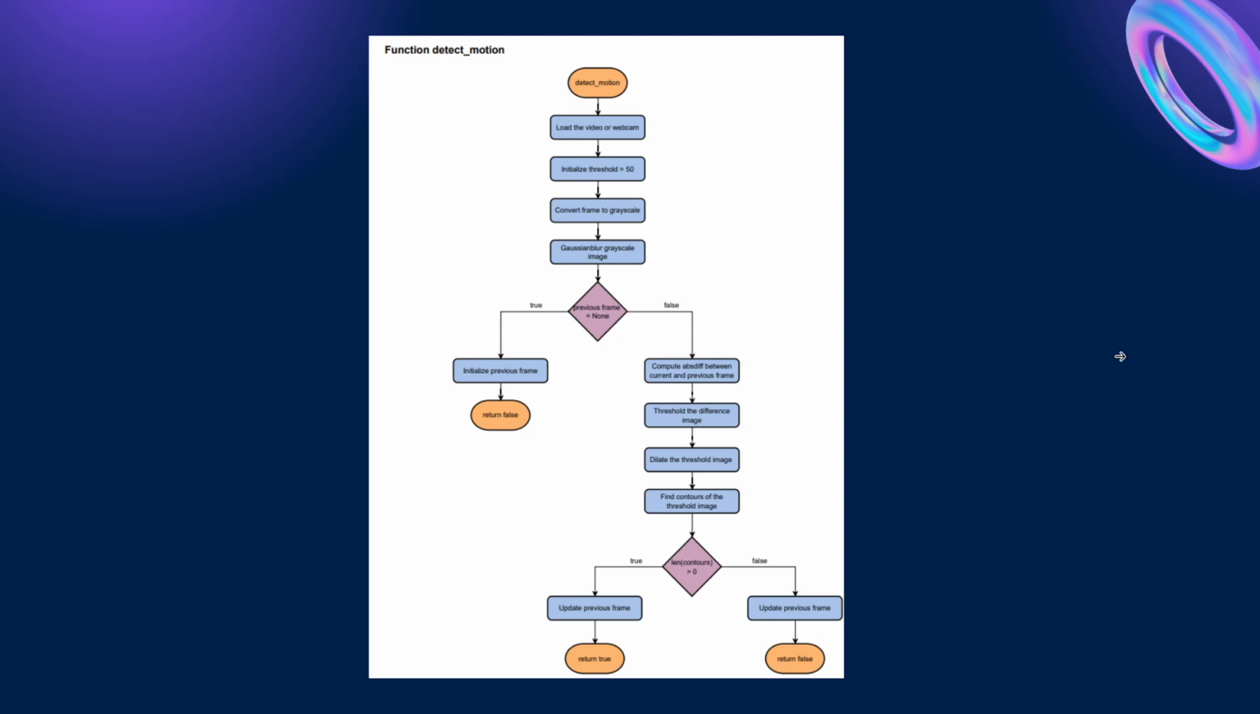The first part is the function detect motion in the class of motion detector. As my friend already said, here we find the absolute difference between the previous frame and the current frame and check whether there is a difference or not. If there is a difference, it will be motion detected, as in the code in the previous slide.